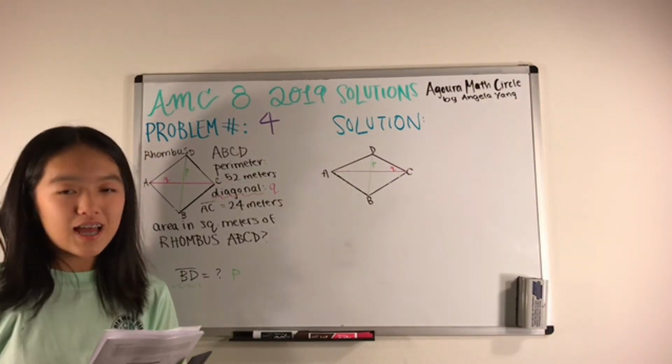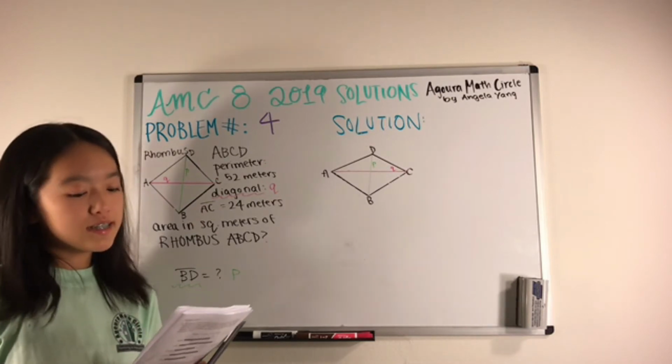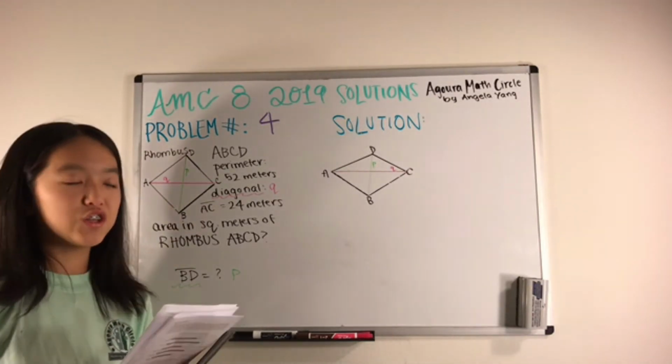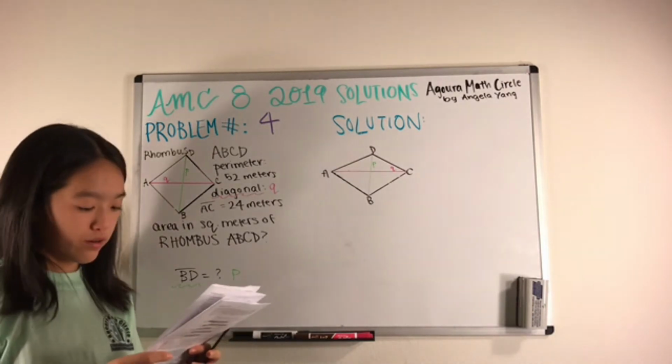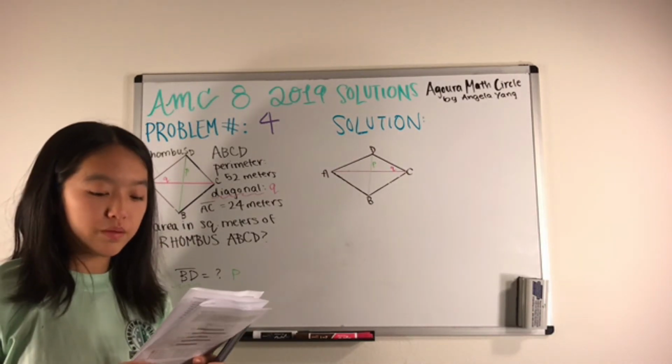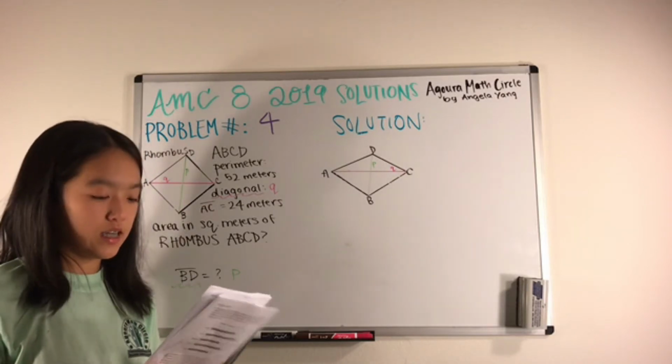Problem number 4 says, quadrilateral ABCD is a rhombus with perimeter 52 meters. The length of the diagonal AC is 24 meters. What is the area in square meters of rhombus ABCD?